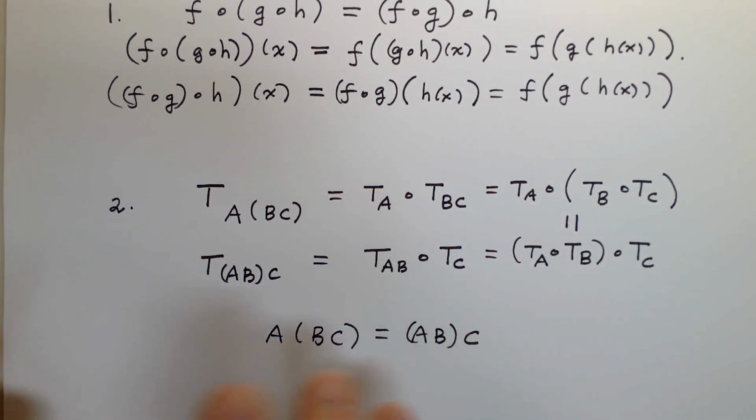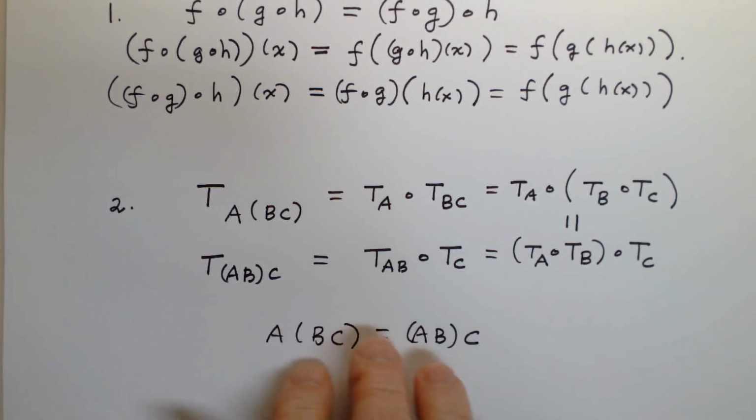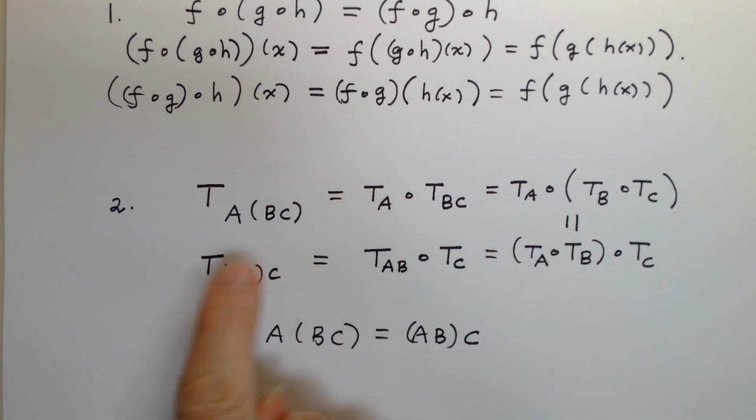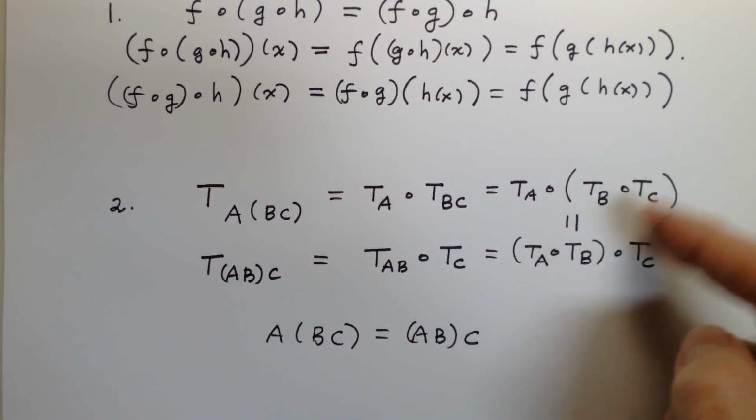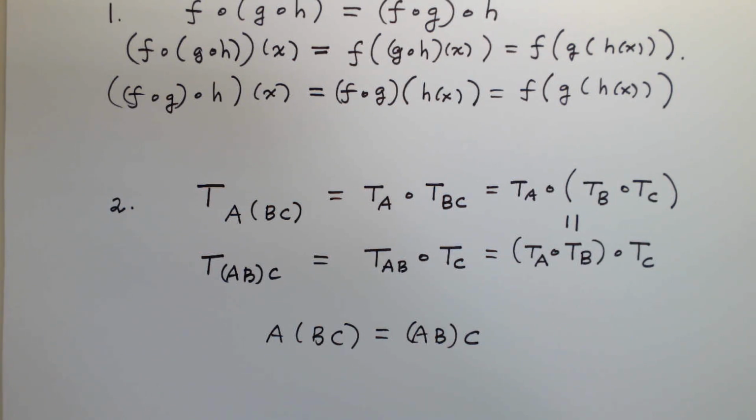In other words, the associativity of matrix multiplication can, in some sense, be discovered through the associativity of function composition. Thinking of the transformations that come from matrices allows us to show in a nice, clean way that matrix multiplication, in fact, is associative.